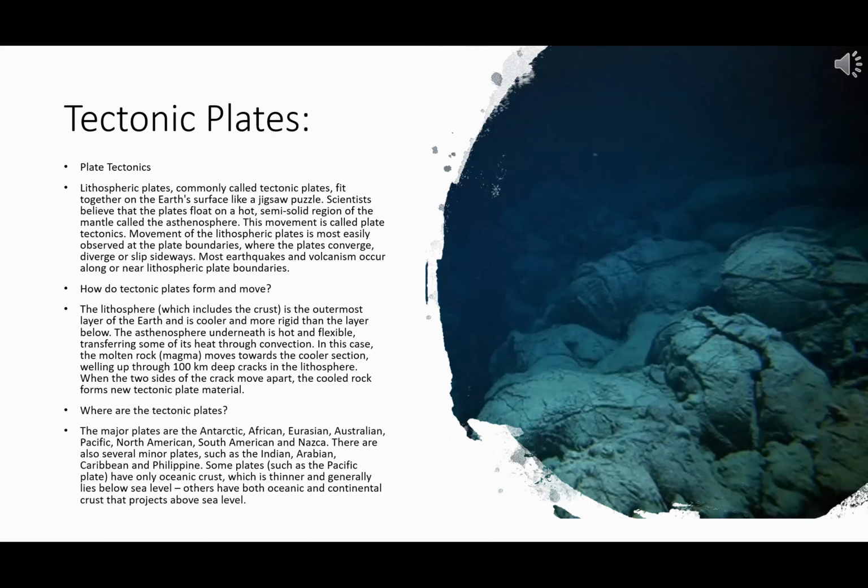But where are the tectonic plates? The major plates are Antarctica, African, Eurasian, Australian, Pacific, North American, South American, and Nazca. There are also some more minor plates along with these ones. Some plates, such as the Pacific Plate, have only oceanic crust which is thinner and generally lies below sea level. Others have both oceanic and continental crust which come above sea level.